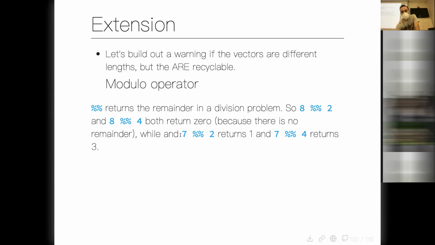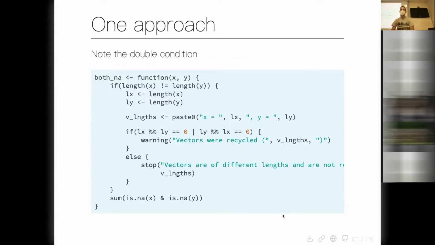But if I do 7 %% 2, I get 1, because 6 would be the even multiple. And similarly, 7 %% 4 is going to return 3, okay? So basically, we can use the modulo operator to see if it's divisible, because it should return 0. If it returns anything other than 0, then it's not recyclable. Okay? So this is now one approach that we could use.